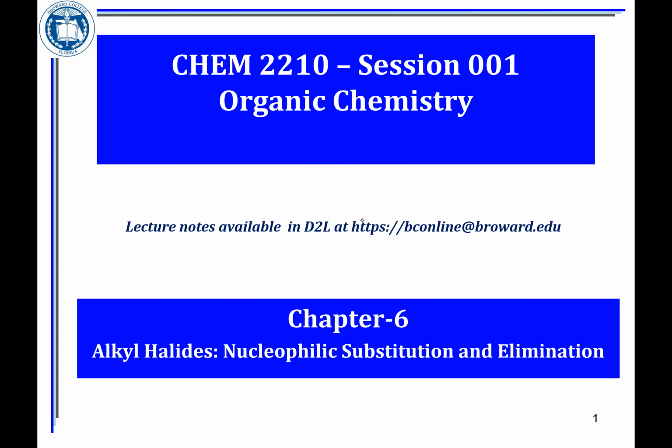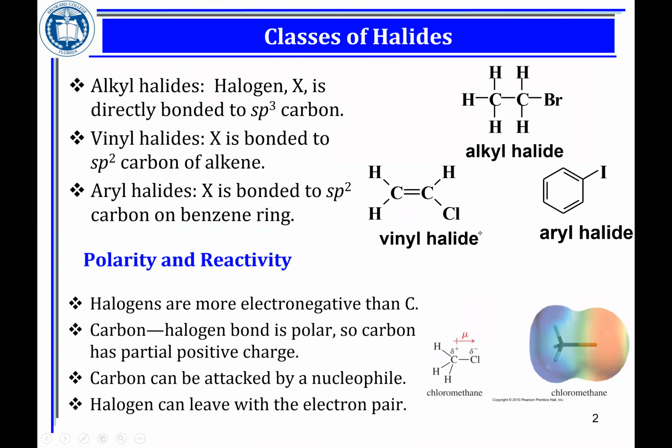So in this chapter, when we are talking about substitution and elimination type reactions, we want to study how fast the reaction is going to be. It depends on the nature of the substrate. The reactions are specific to alkyl halides.